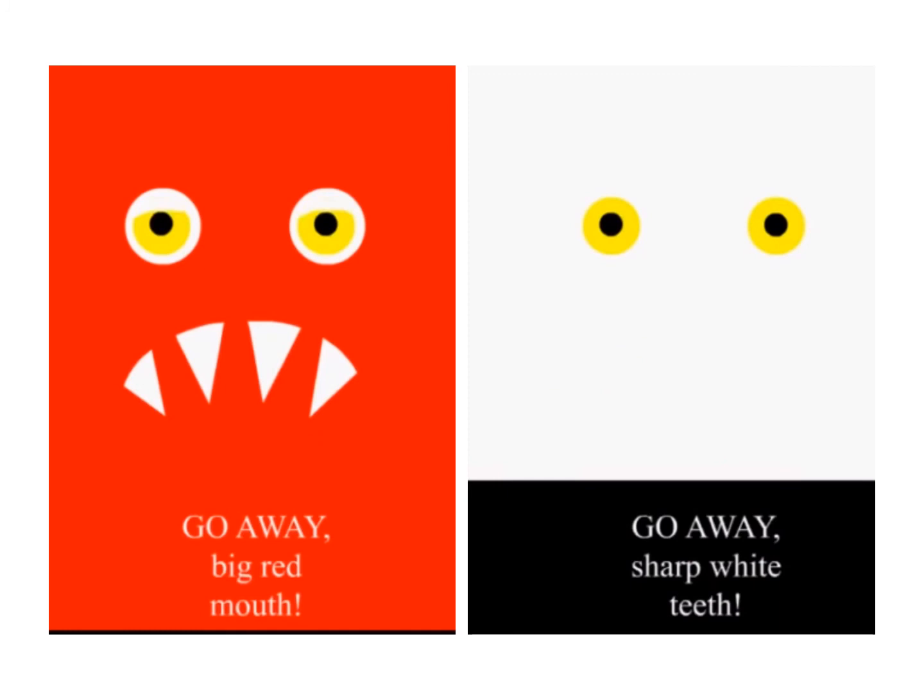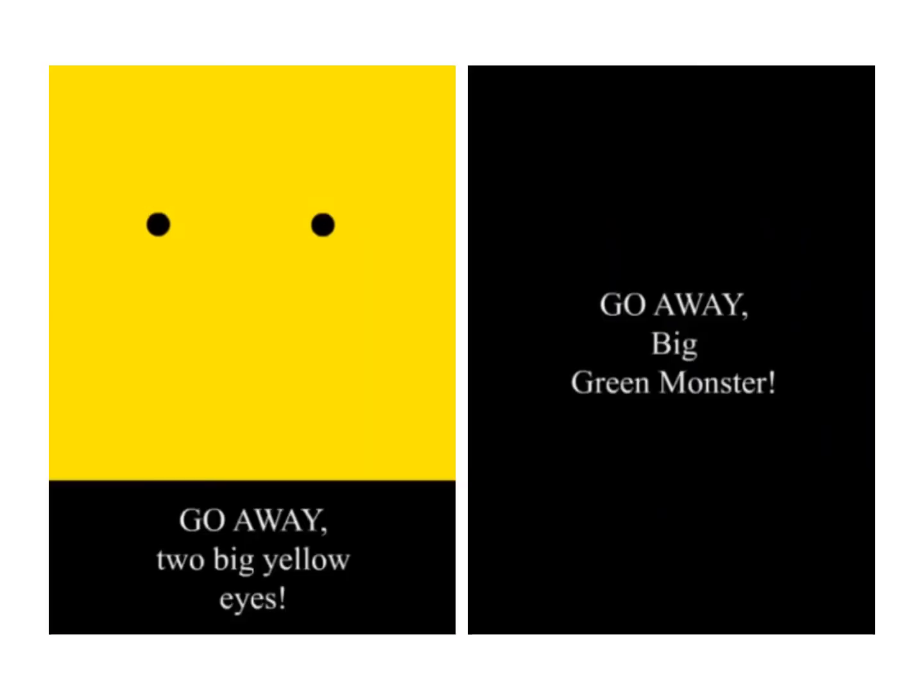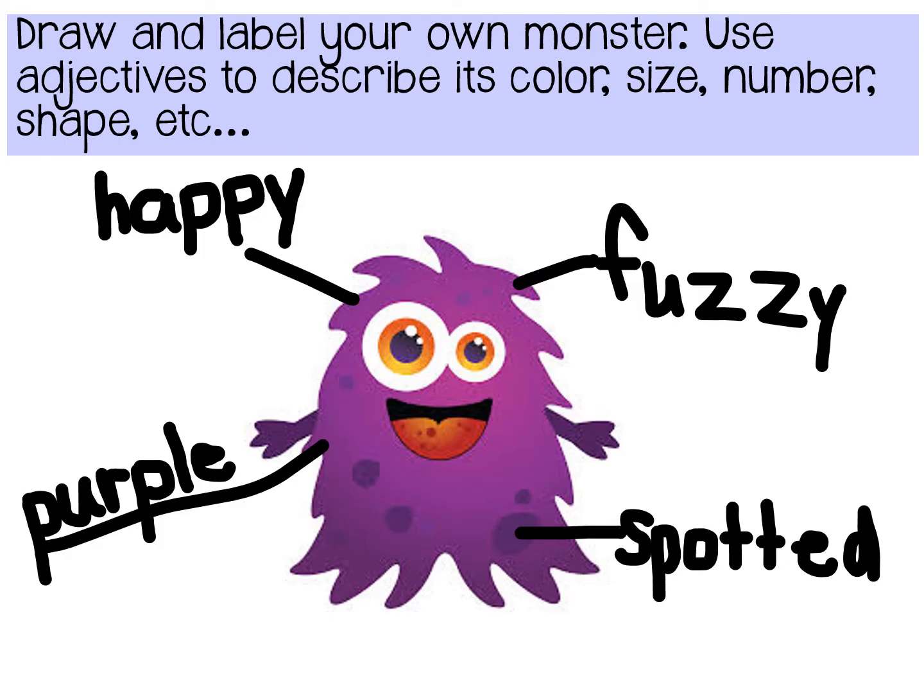Go away, big red mouth. Go away, sharp white teeth. Go away, 2 big yellow eyes. Go away, big green monster. And don't come back until I say so. The end. I hope you enjoyed that read aloud. Did you notice all of the adjectives that described the monster?